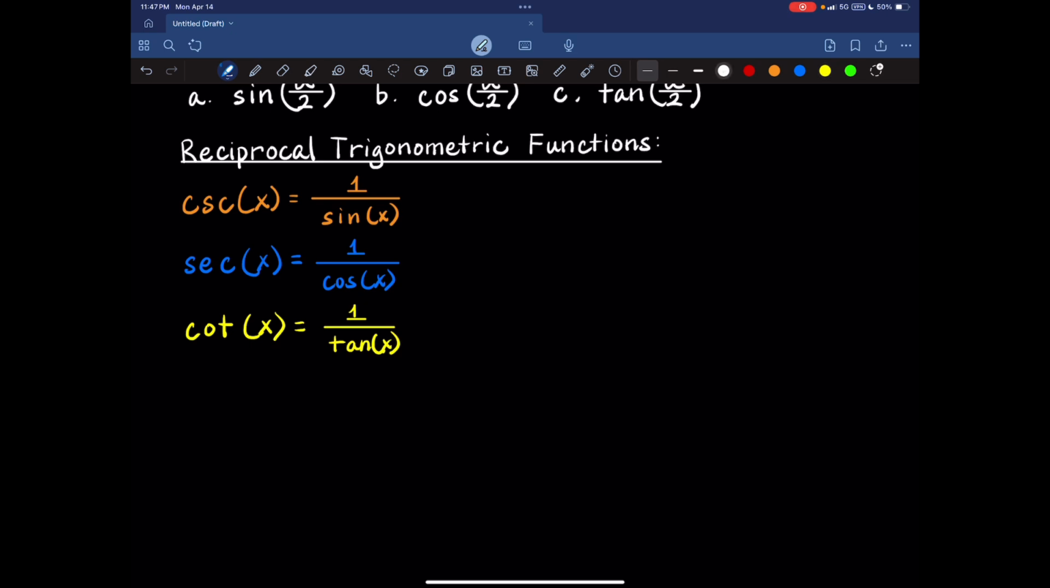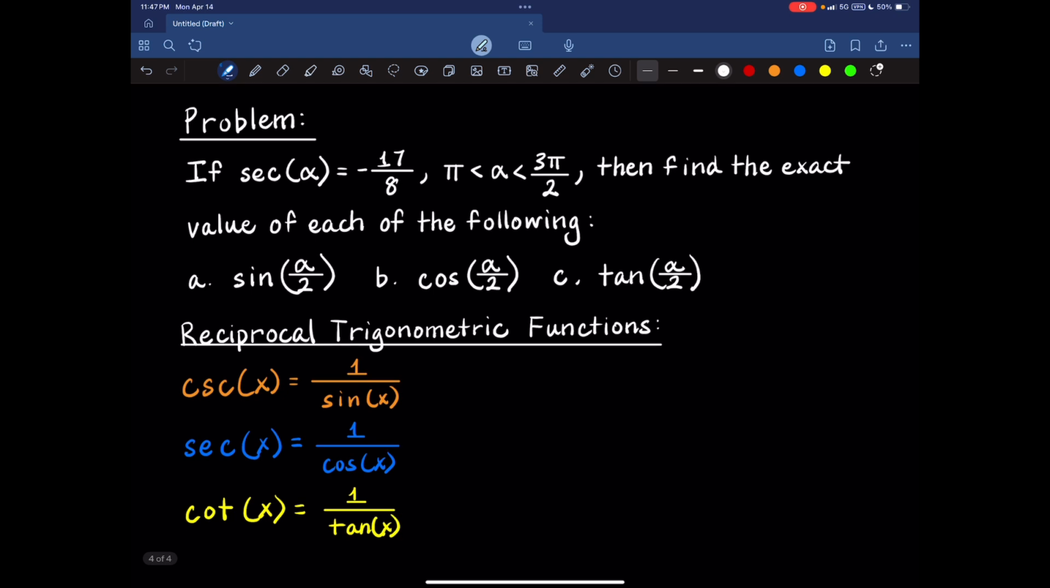So this may seem pretty basic, but it's important that we're familiar with these concepts before we move on with this problem. And mainly we're going to focus on the secant of x equals 1 over the cosine of x because we're given secant of alpha in our problem. So that's what we're going to focus on mainly in this problem.